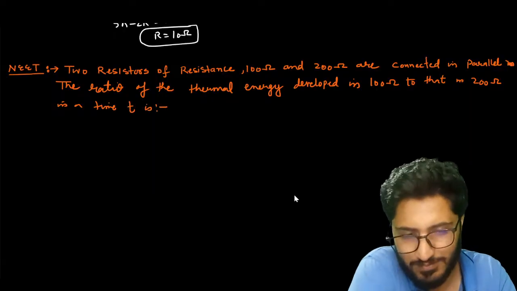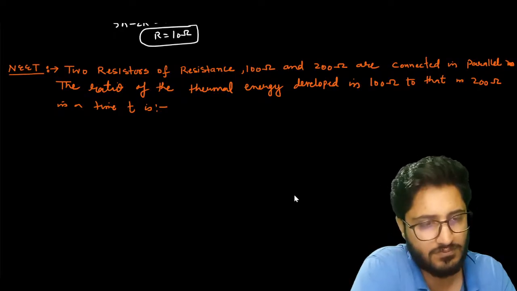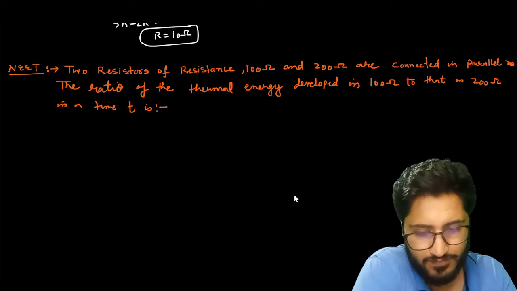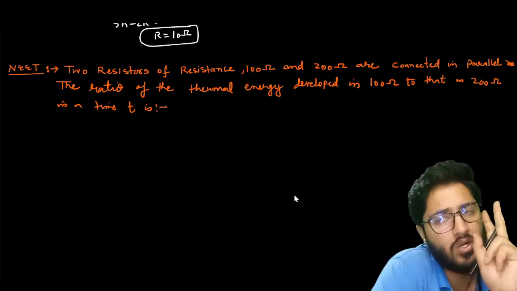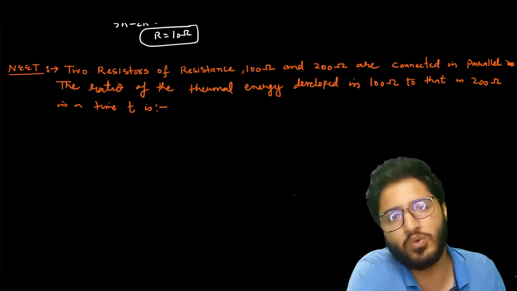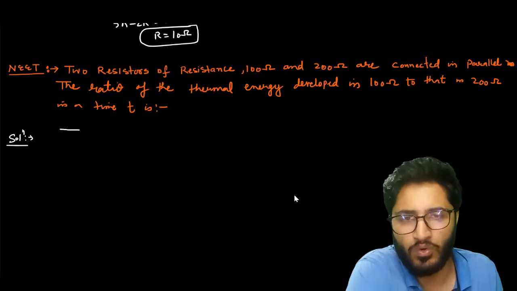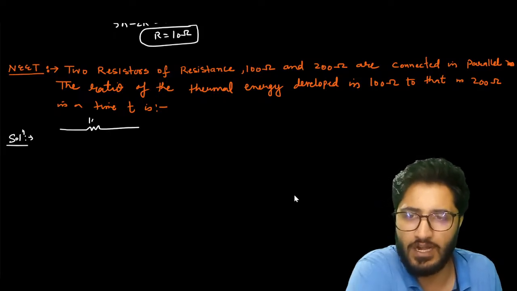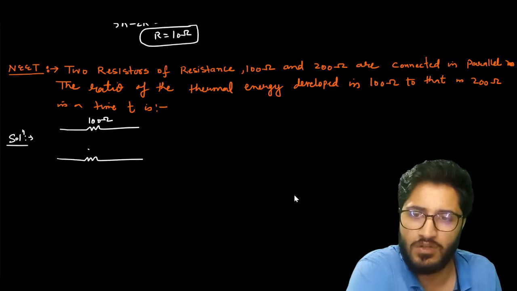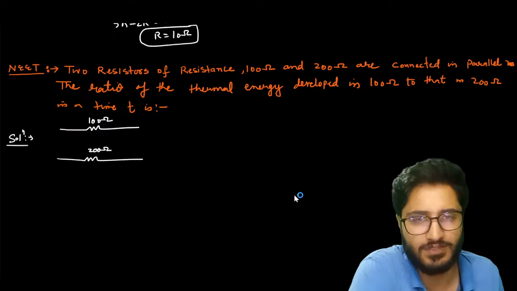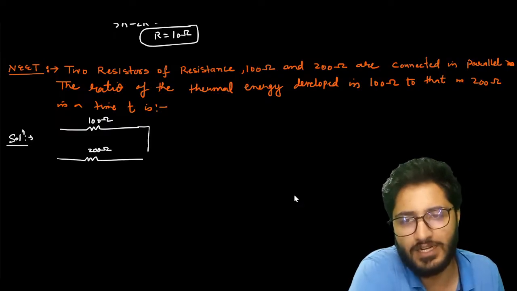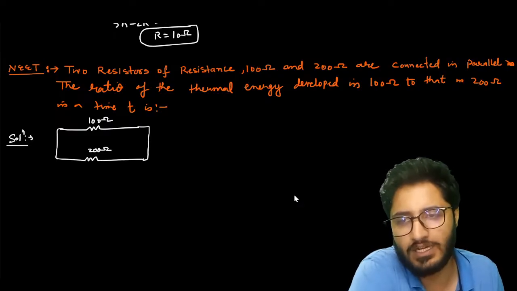So this one is my numerical. Then what is given to us? Two resistors. So I will make two resistors. One resistor with 100 ohm resistance, one more resistor with 200 ohm resistance. These are connected in parallel. So let's connect them as parallel.